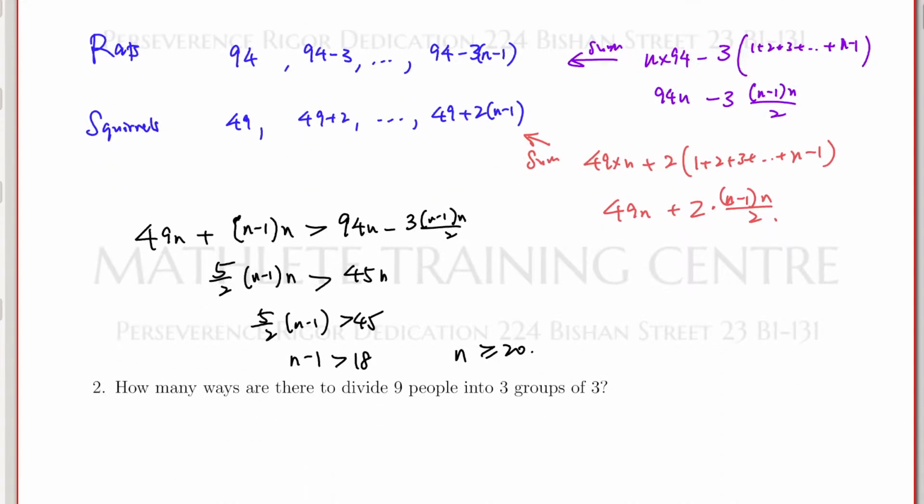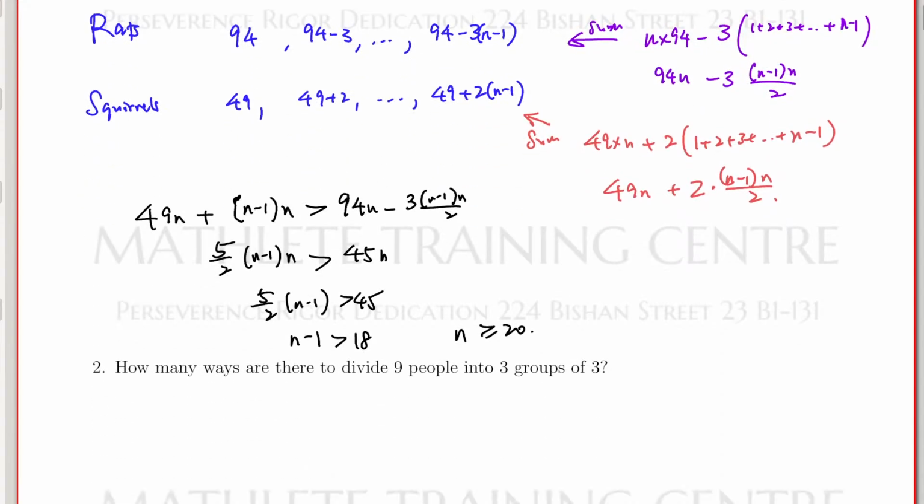How many ways to divide 9 people into 3 groups of 3? The way we can do this is to first choose the first group of 3 by doing 9 choose 3. Next I'm going to choose the next group of 3 by doing 6 choose 3. Then the last group of 3 is automatically determined. But there's a problem, because if you choose ABC and then DEF, it's the same thing as choosing DEF and then ABC.